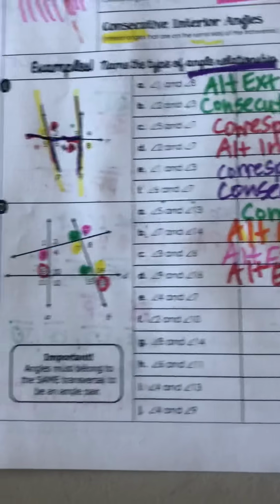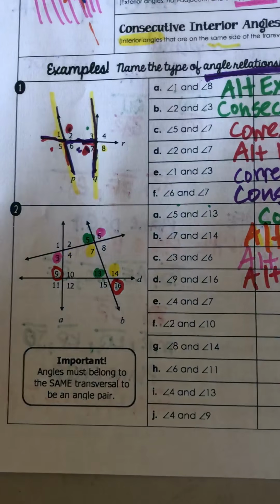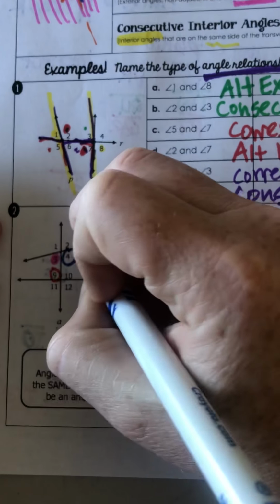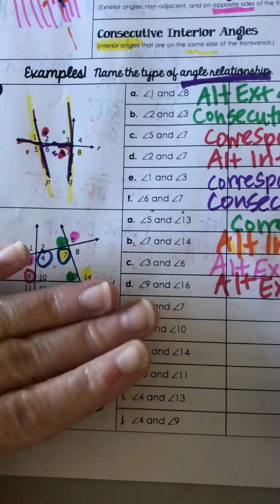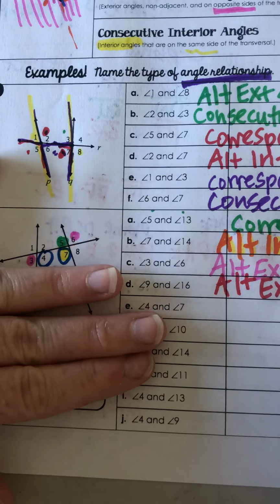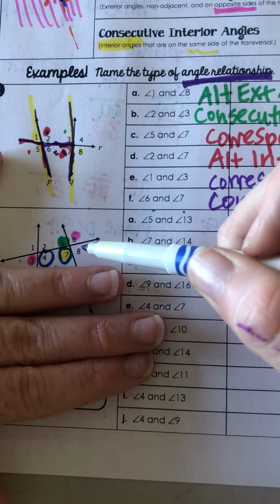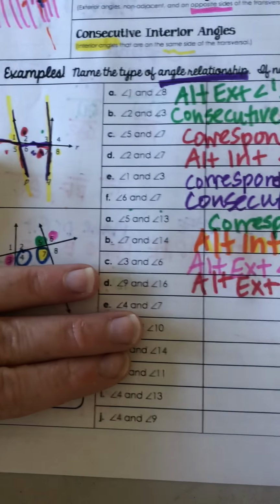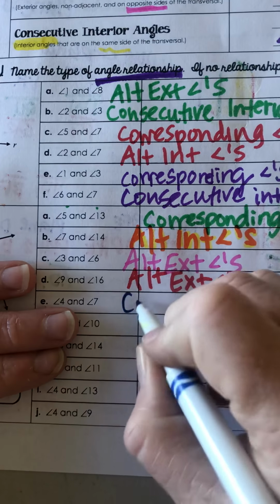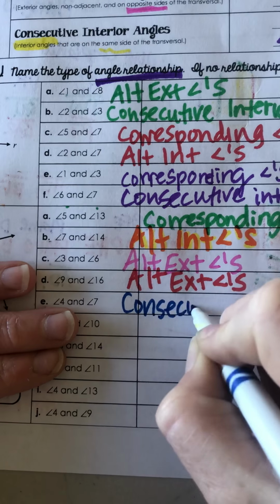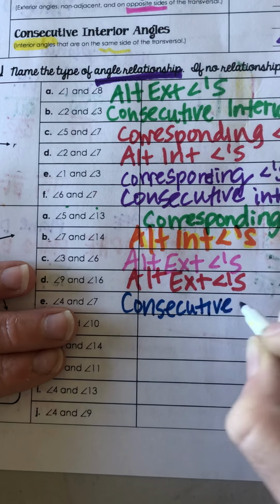Okay, couple more. I didn't use, sorry, I didn't use blue yet. Okay, so angle 4 and angle 7. All right, so this is what matters here. Now, those are on the interior, but the same side. Interior, same side is consecutive interior.